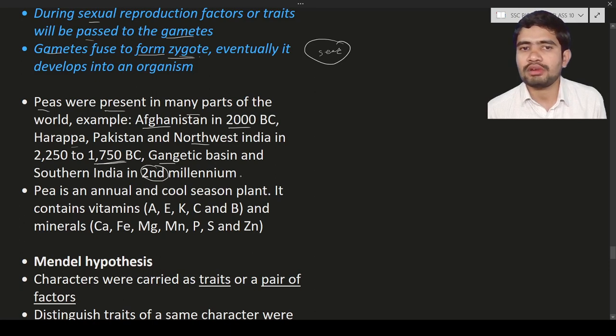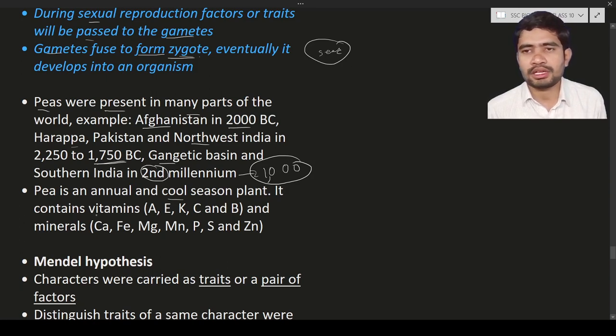So there is a question: what is meant by millennium? Millennium means thousand. Okay, millennium means 1,000 years. That is known as millennium. So the pea is an annual and also cool season plant. It means within a year its life cycle will be completed, and it is a cold season plant, which means it will grow in cold areas, where there is less temperature.